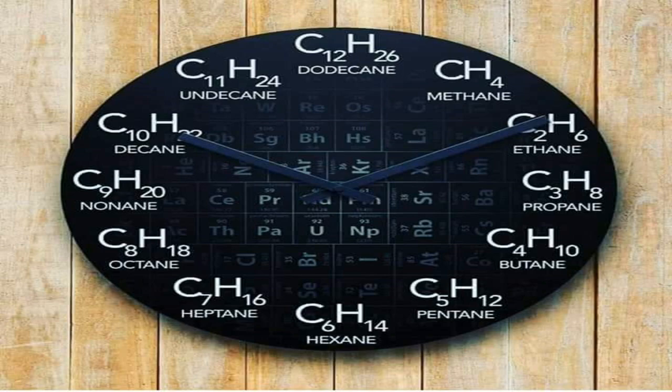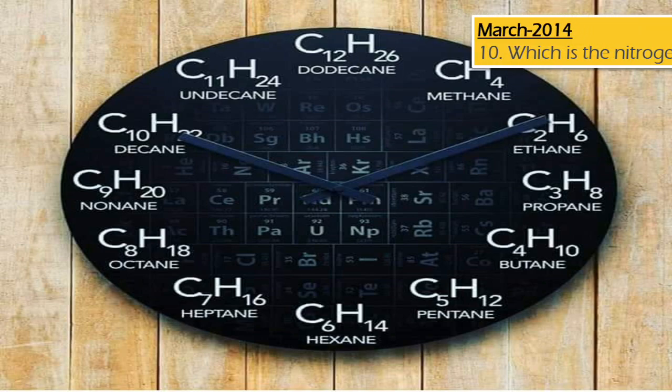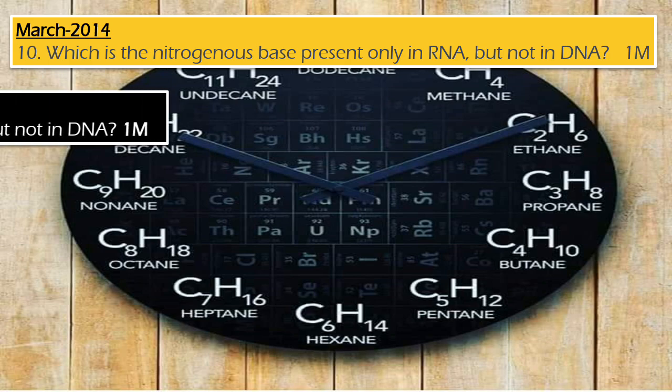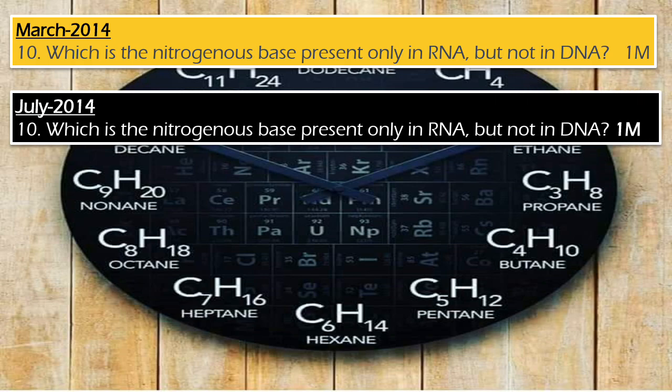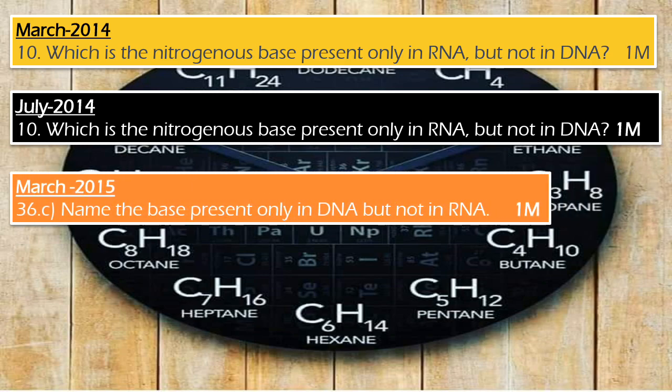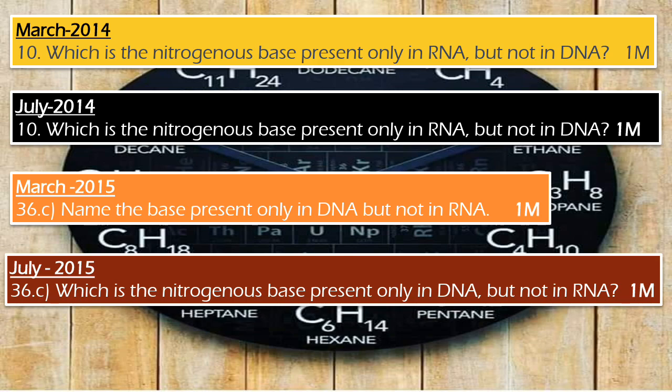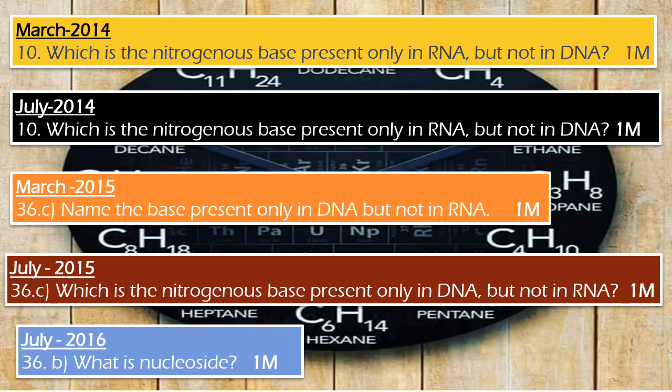We'll see which questions have been asked in previous years' annual examination question papers, one by one. March 2014, 10th question: Which is the nitrogenous base present only in RNA but not in DNA? Very simple question for 1 mark. July 2014: which is the nitrogenous base present in RNA but not in DNA? Same question. March 2015: name the base present only in DNA but not in RNA. July 2015: which is the nitrogenous base present only in DNA but not in RNA? Same question.